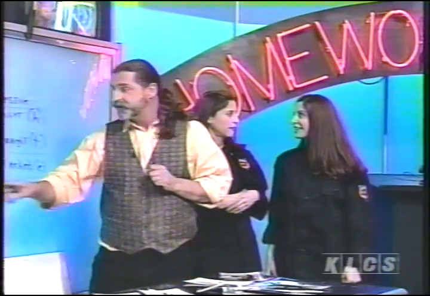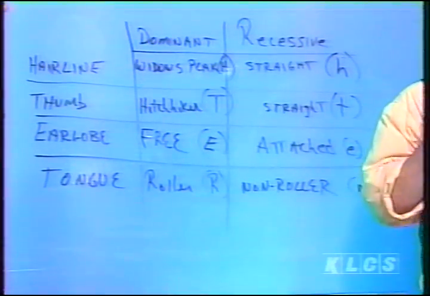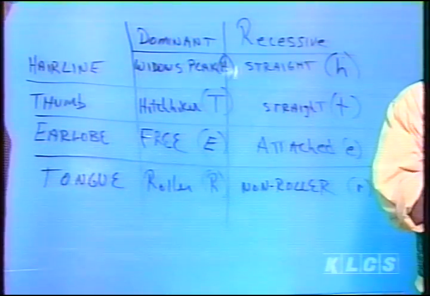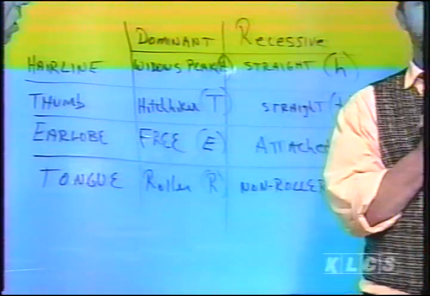Okay, the last trait we're going to look at is the tongue trait. The dominant trait for your tongue is rolling your tongue. And rolling your tongue means making a taco. Make a taco out of your tongue. Ladies, can you make a taco? Okay, these ladies can both roll their tongue, the dominant trait.